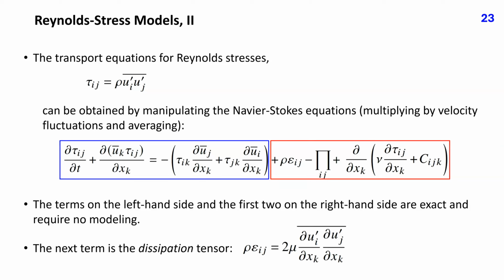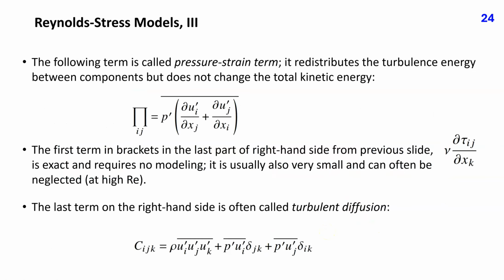The first term in this group is the dissipation tensor, given by this expression. The following term is called the pressure-strain term. It redistributes the turbulence energy between components, but does not change the total kinetic energy. Its exact definition is given by this expression. The first term in brackets in the last part of the right-hand side from the previous slide, given here, is exact and requires no modeling. It is usually also very small and can often be neglected in flows at high Reynolds numbers. The last term on the right-hand side is often called turbulent diffusion. It is defined by the following expression.